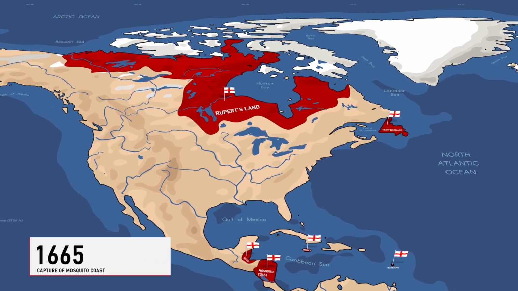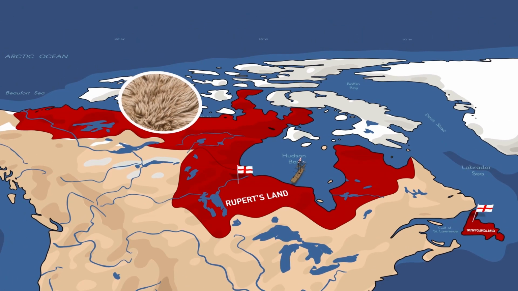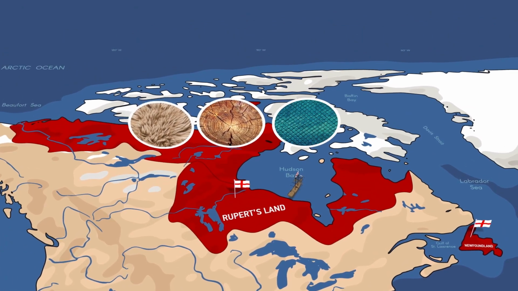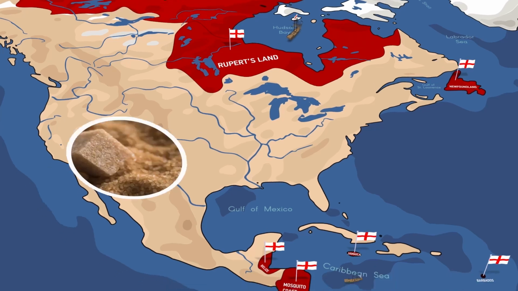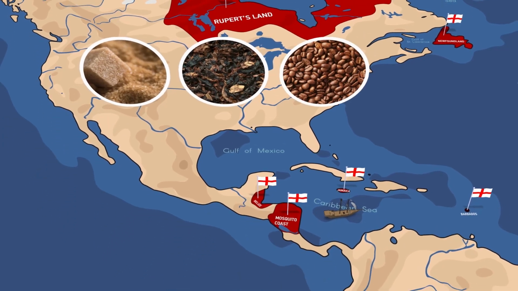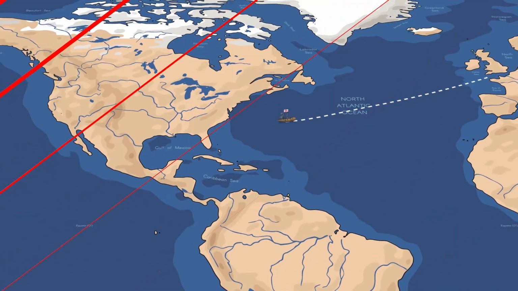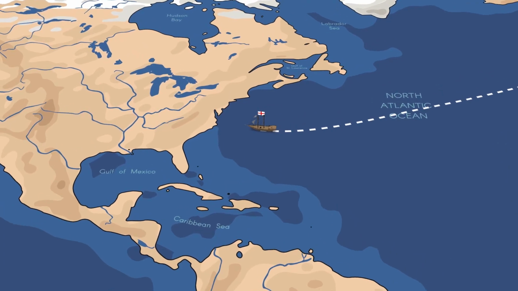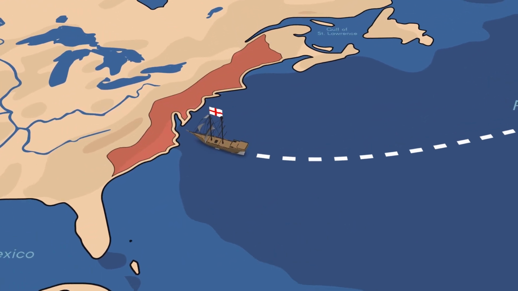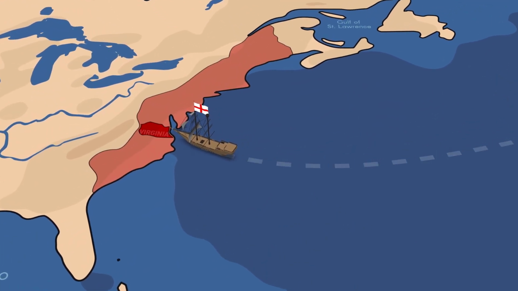From these northern colonies, England received valuable furs, wood, and fish. Southern ones became suppliers of cane sugar, tobacco, coffee, and chocolate. The priority for settlement of the British became the east part of the modern United States. Virginia was the first colony.